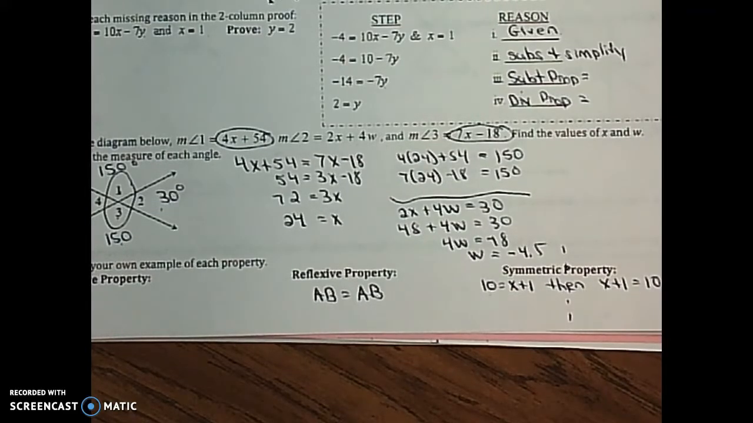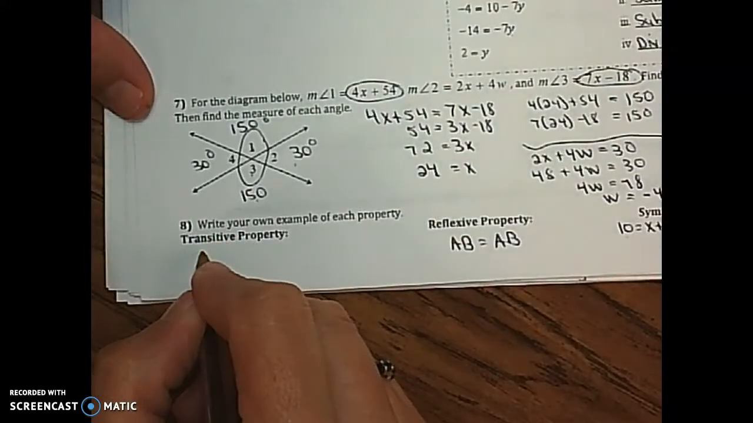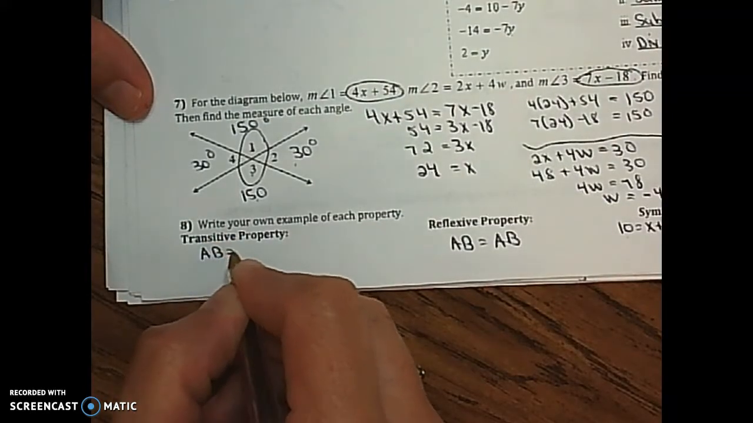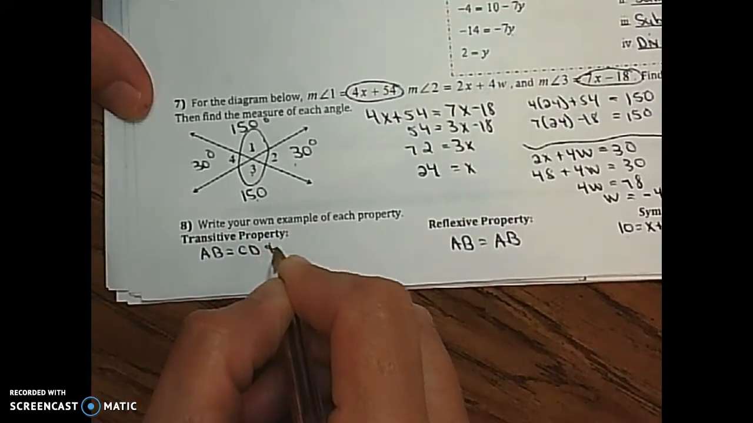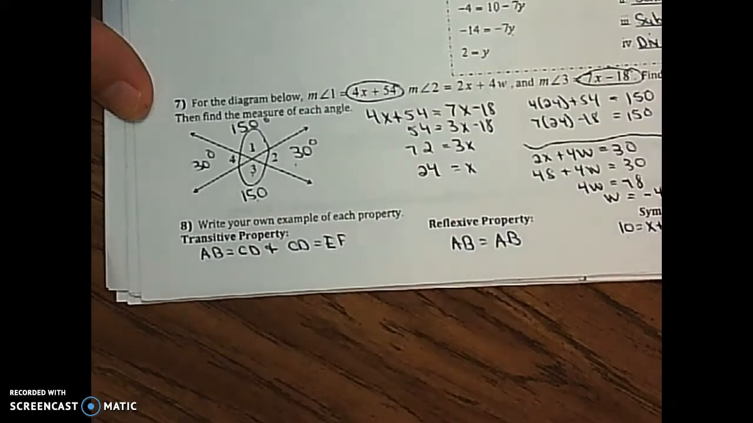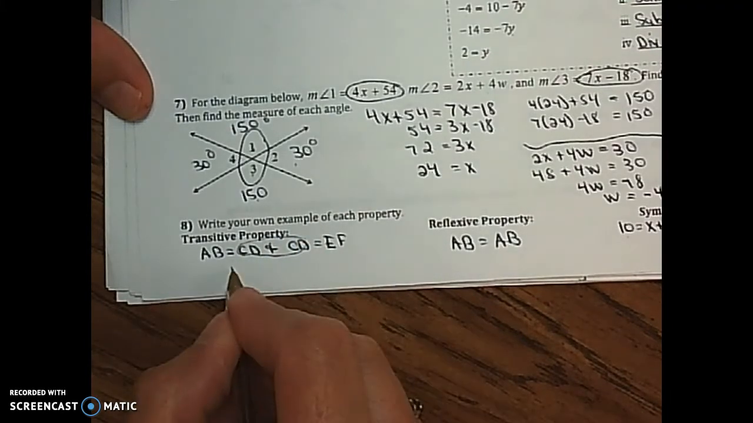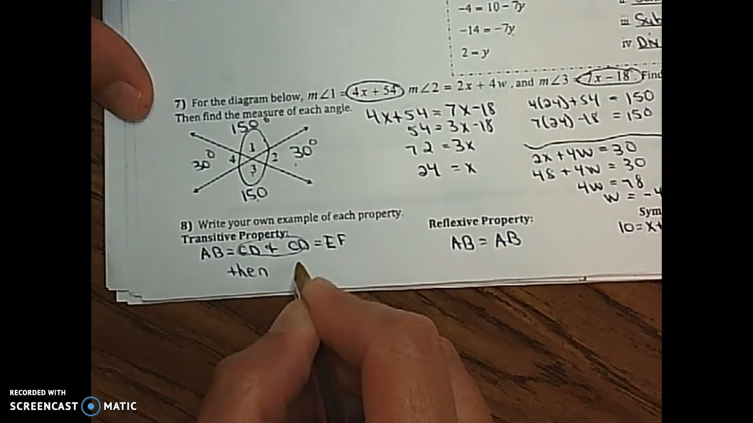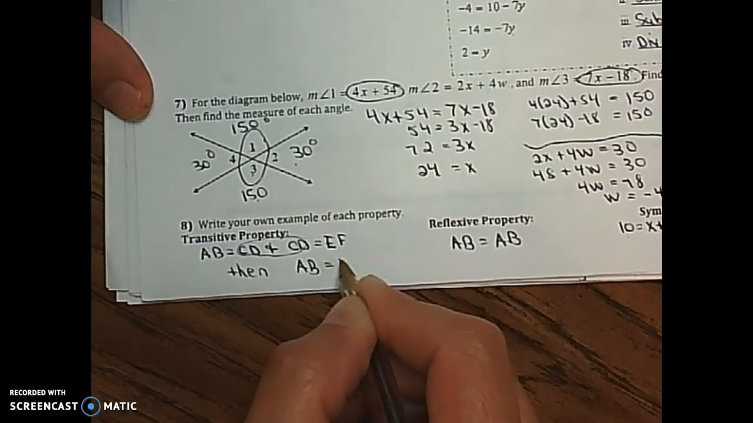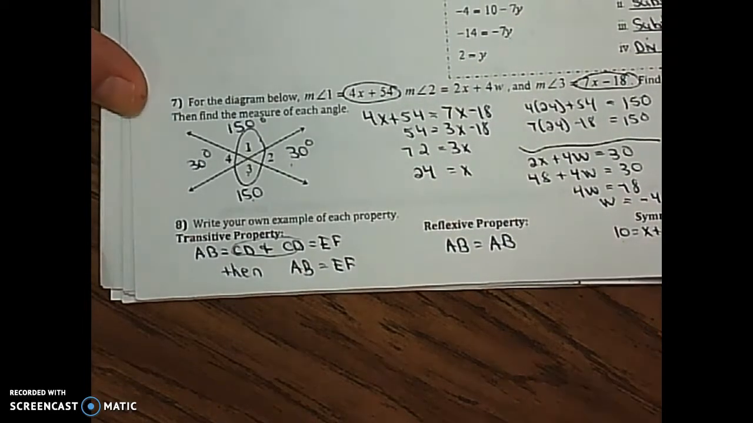And then finally transitive. If I had AB is equal to CD and CD is equal to EF, here's what I call that transition in between those, then we end up with AB is equal to EF. Okay, let's go ahead and move on.